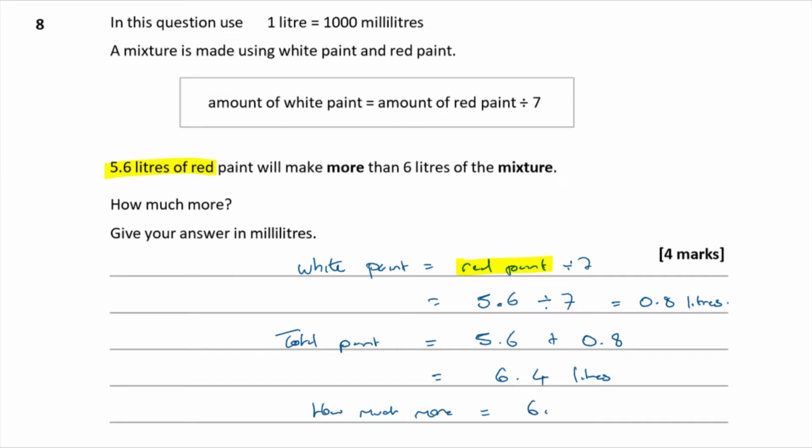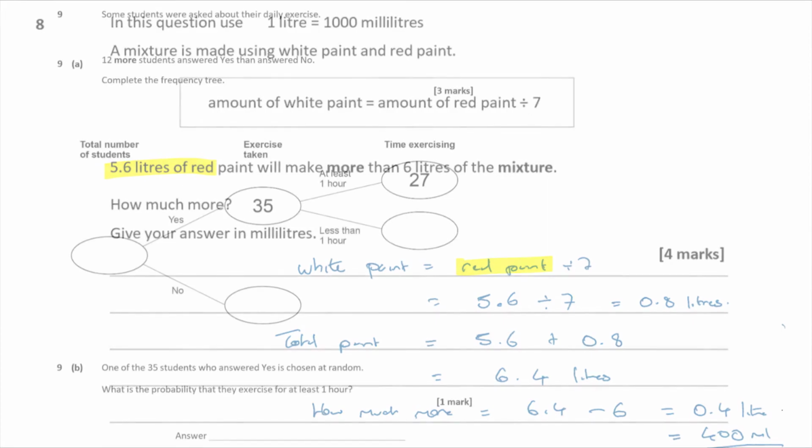is going to be 6.4 minus 6, which is 0.4 litres, which in millilitres is 400 millilitres, isn't it? Because there are 1,000 millilitres in a litre, so there must be 400 millilitres in 0.4 litres. Okay, so that's my final answer. It's going to be 400 millilitres. Kind of a weirdly worded question there. You have to read it carefully, make sure you're answering the right thing.